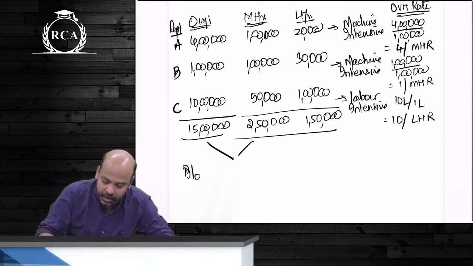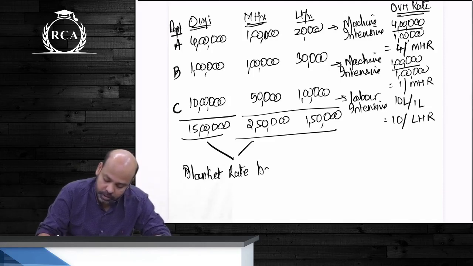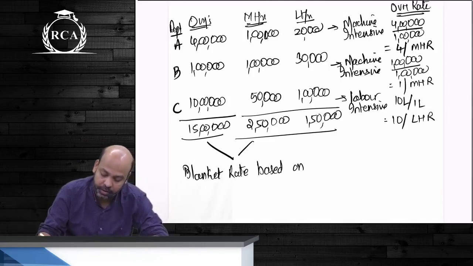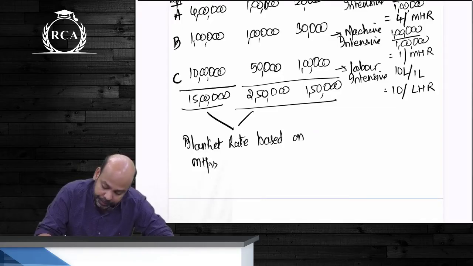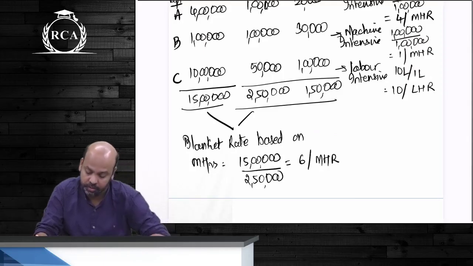What if it is a blanket rate based on machine hours? Blanket rate, guys, based on machine hours would be 15 lakhs divided by 2,50,000, and that beta would be 6 rupees per machine hour.